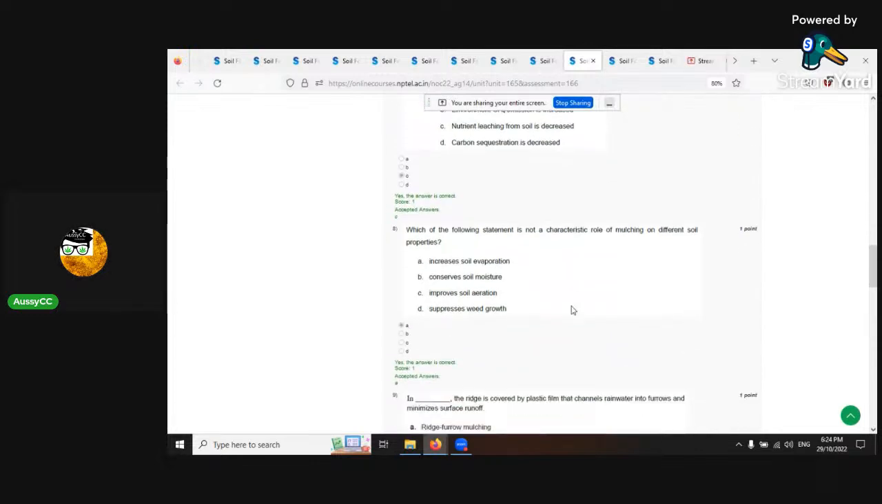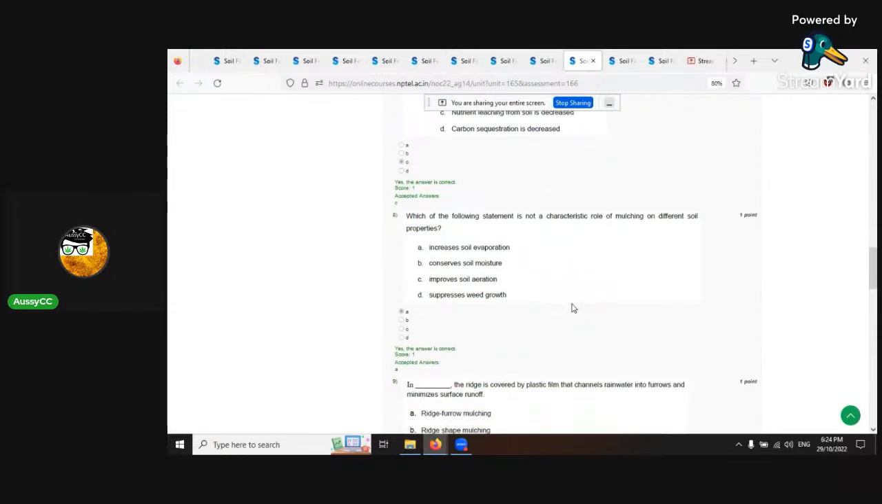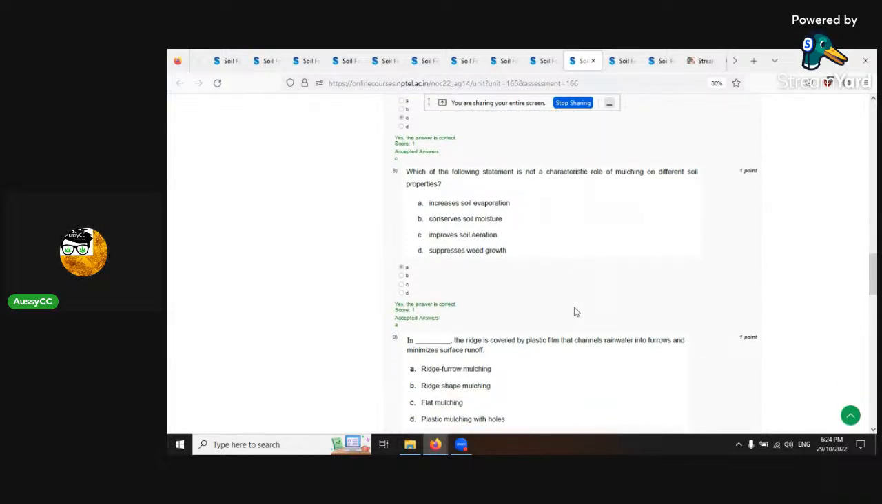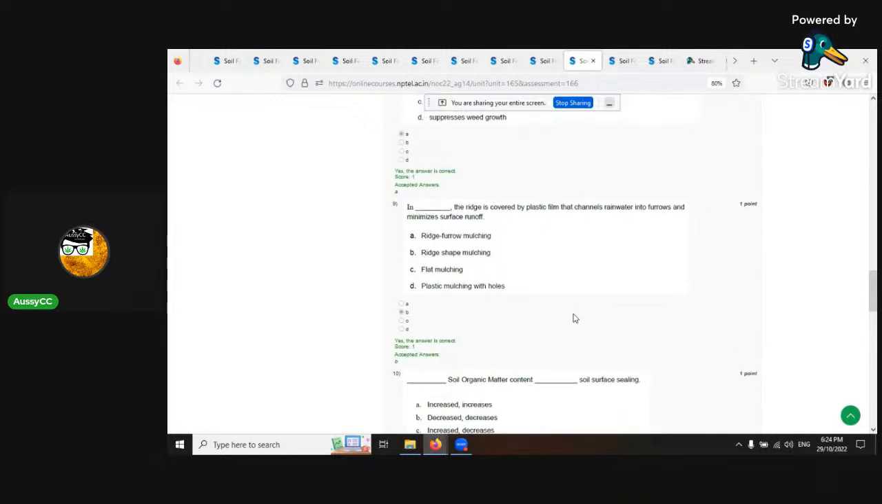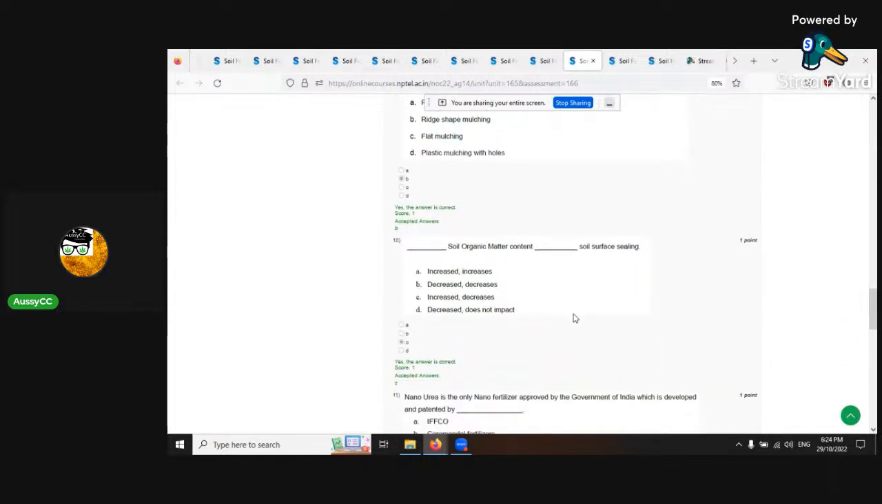Which of the following statements is not a characteristic of mulching? A. In ridge-shaped mulching it is. Sorry, you can read that. Something soil organic matter content. Increased soil organic matter content decreases soil sealing, which it does.